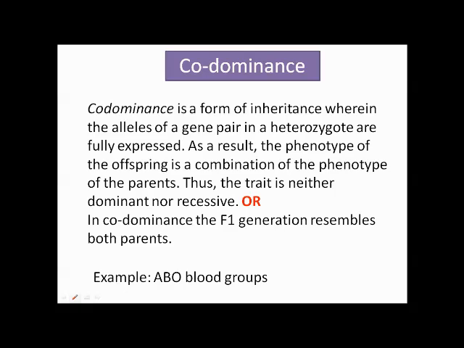But in this case, co means both, and both the heterozygotic alleles show their dominance in this type of inheritance. So this is also a non-Mendelian inheritance where Mendel's ratios are not completely followed, and there is a slight variation in the results that were shown by Mendel. The best example of codominance is the ABO blood grouping.